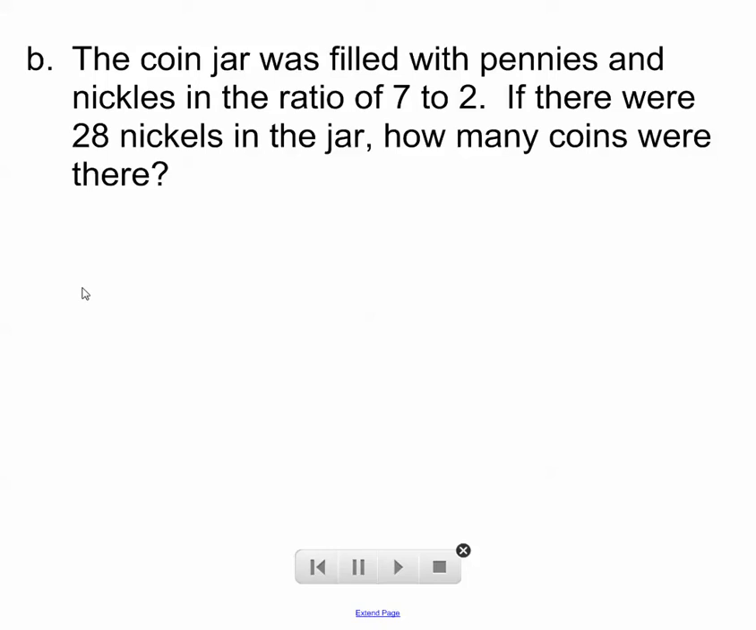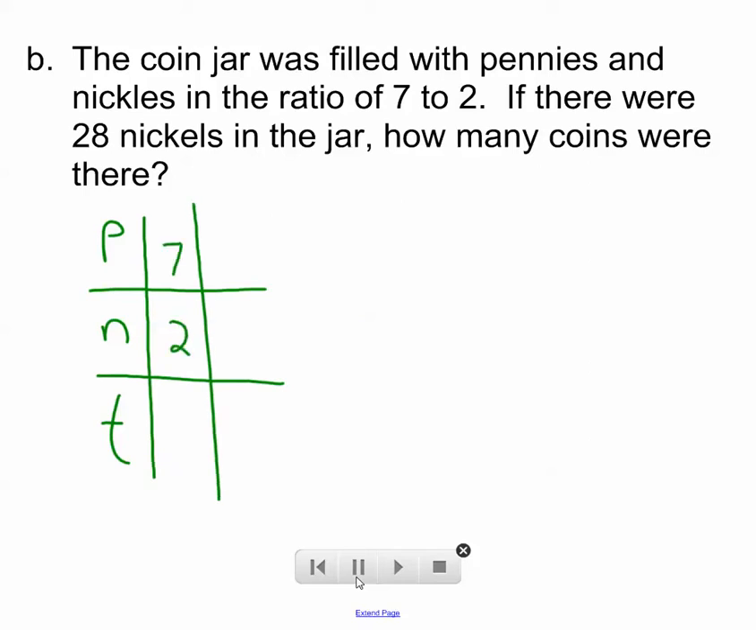And 80 is a little bit less than half of 180. Let's do another because that was so fun. The coin jar was filled with pennies and nickels in the ratio of 7 to 2. If there were 28 nickels in the jar, how many coins were there? It's just slightly different, but we're going to start off the same. Pennies, nickels, and total. Pennies to nickels, 7 to 2. The total between them, 9. It's not always going to be 9, but on these 2 examples it was. 7 to 2, that's a total of 9. Then they say if there were 28 nickels, 28 nickels, how many coins were there?